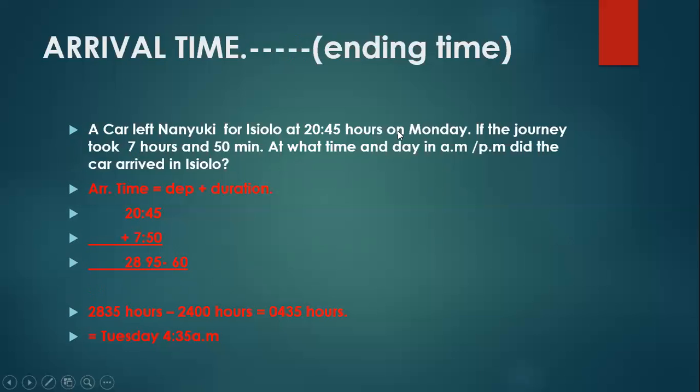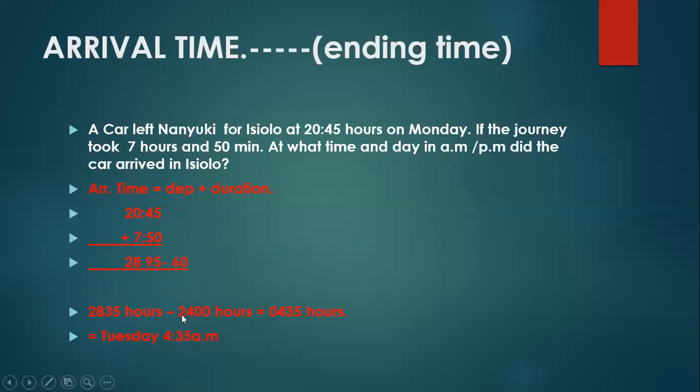The car will not arrive in Isiolo on Monday, but on the following day. So from Monday, already you can see here hours is more than 24. So that means it arrived the following day. But at what time? We need to subtract here, minus 24. So 28:35, whatever you get here, minus 24, then you shift to the following day.